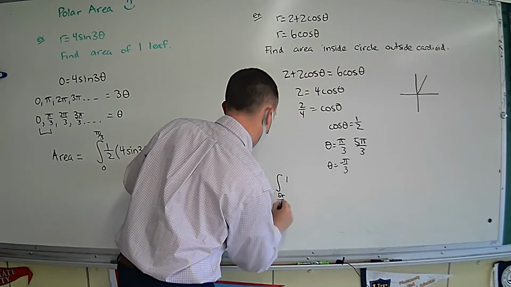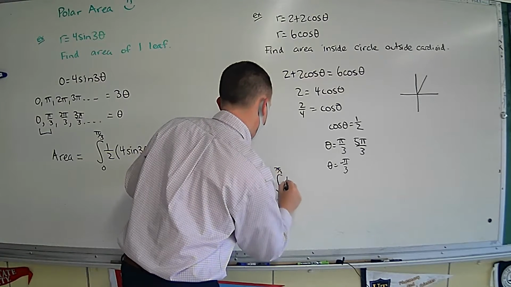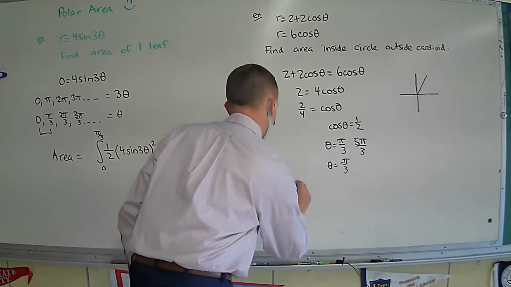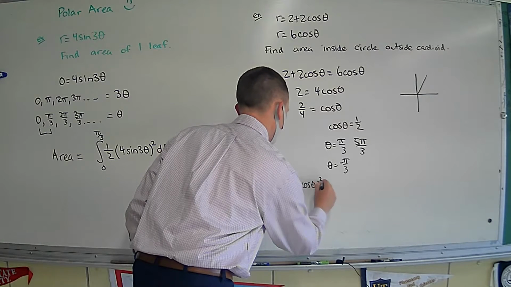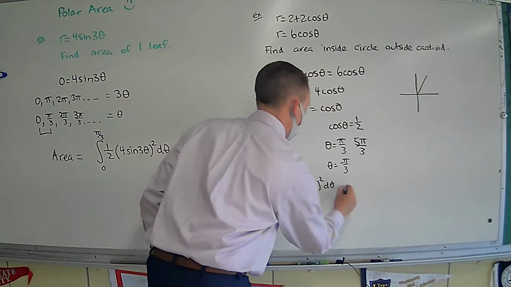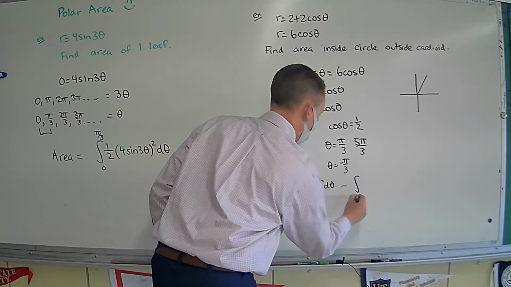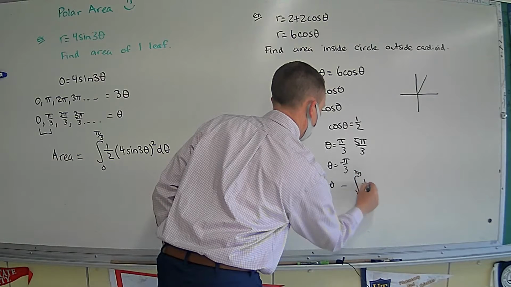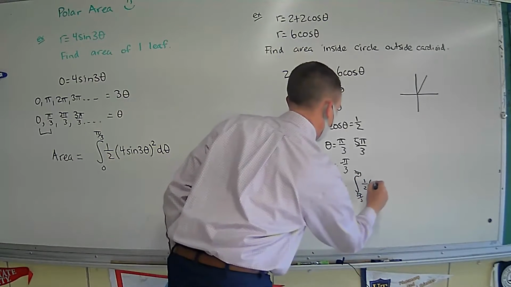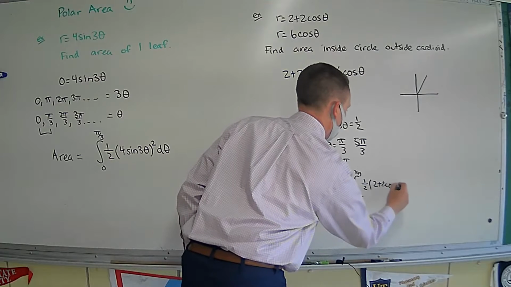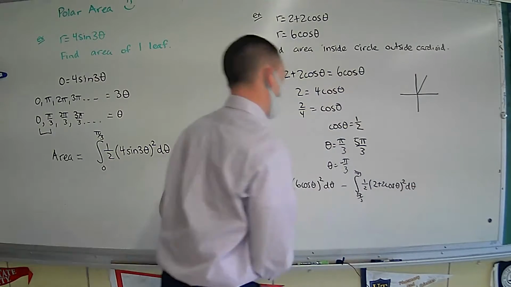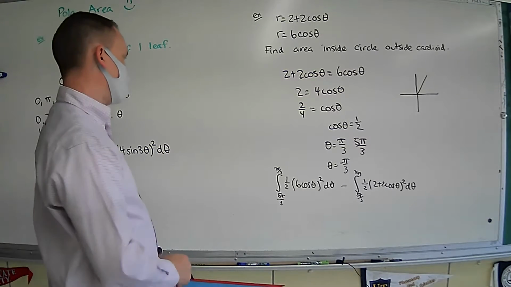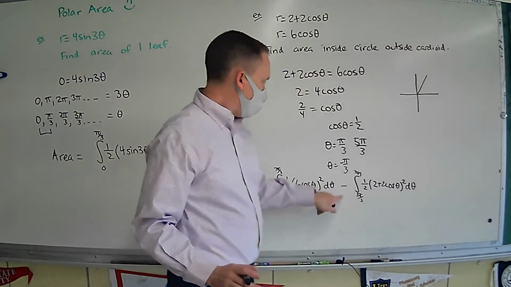5 pi over 3 to 7 pi over 3 of 1/2 r squared. So that's going to be the circle part. 6 cosine theta squared d theta minus the integral from 5 pi over 3 to 7 pi over 3 of 1/2 r squared, 2 plus 2 cosine theta. Okay? So this is the big chunk minus the little chunk.